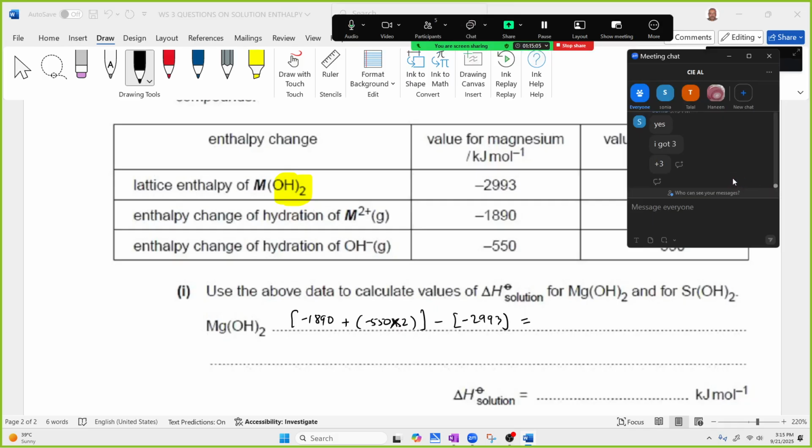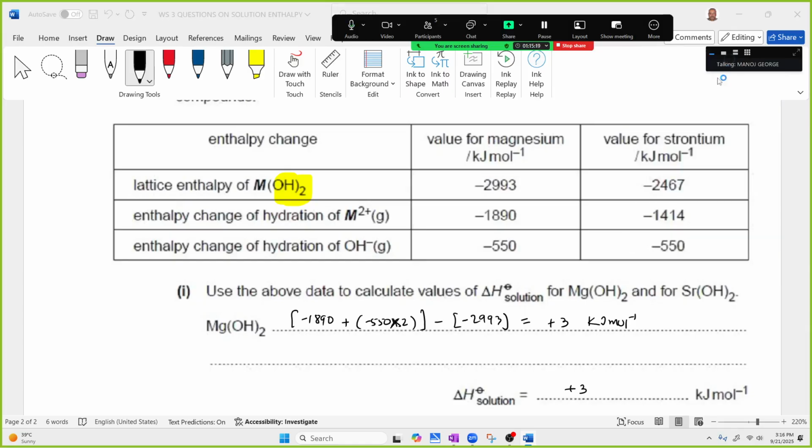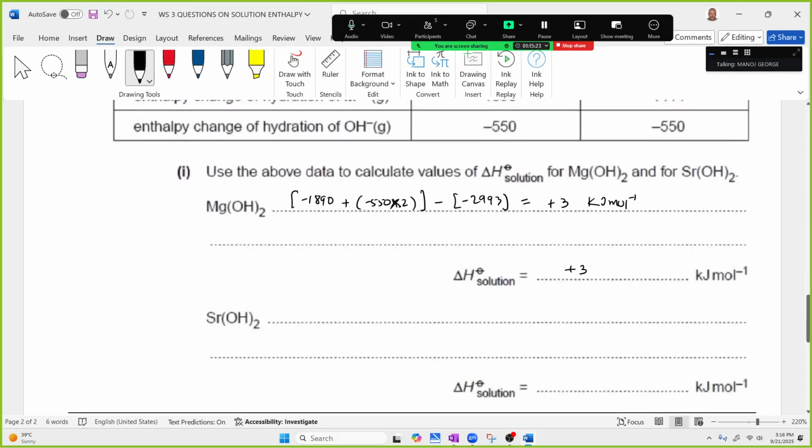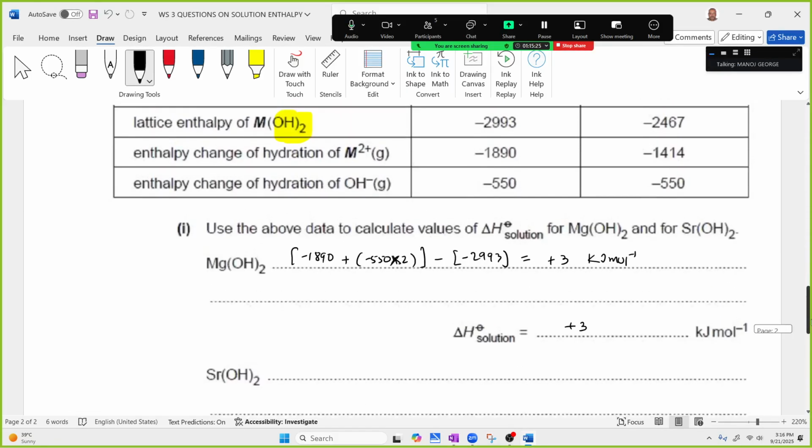Are you getting plus 3? Guys, are we getting plus 3? I need at least 2 kids to confirm. Okay, so 2 people are confirming. So that's plus 3 kilojoules per mole. Confirmed. Okay. And the other one, how do you find for strontium hydroxide? Same way. Find for strontium hydroxide.